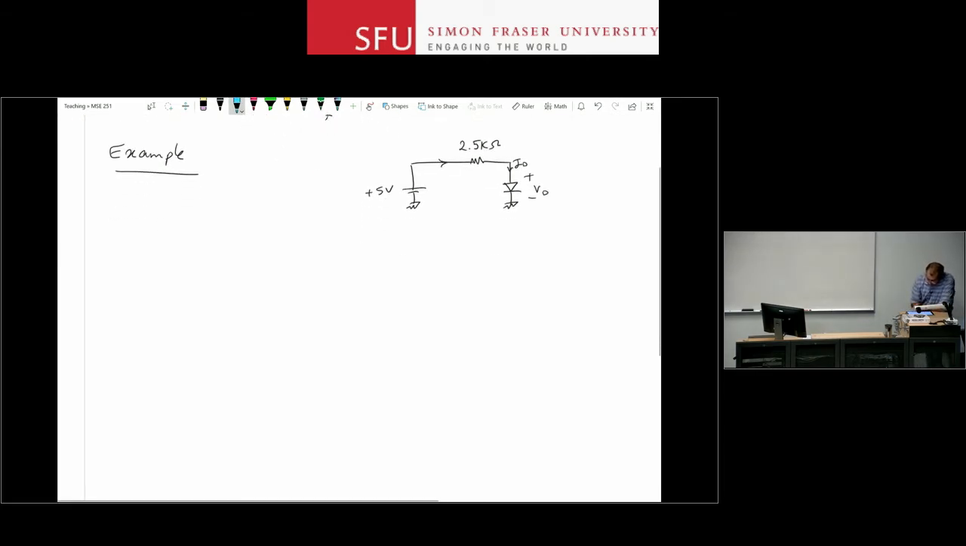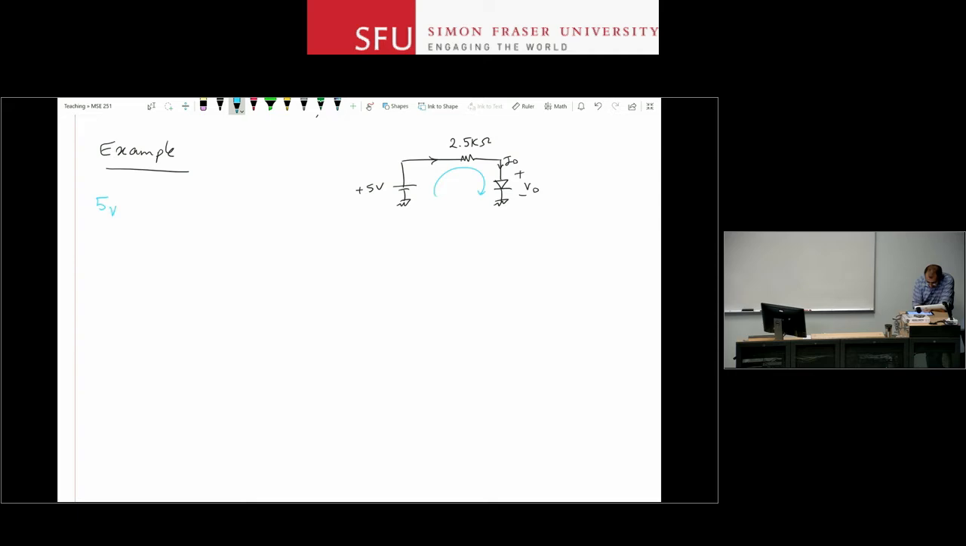So KVL tells me that if I sum up these voltages in this loop, they should add up to 0. So V in, the 5 volt at the input, is equal to, the current through the resistor is the same as the current through the diode, so 2.5K times ID plus VD. And we had a similar equation before. At that point of time we said, okay, so this is what KVL tells me, but I have two variables and one equation. I need another equation to relate ID and VD to each other for me. Now I have it, right?